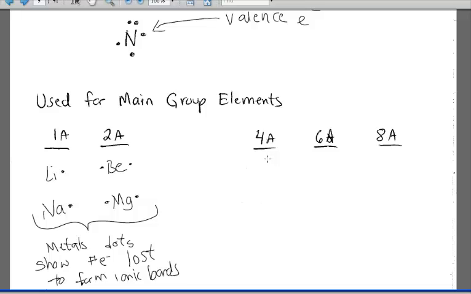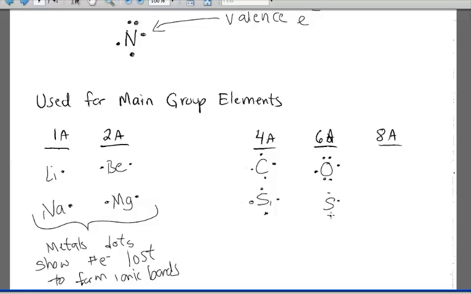Okay, and then if we go over to group 4A, you have four valence electrons, and we put one on each side. Carbon's an example, silicon is another example. And then let's jump one or two groups and go to group 6A, like oxygen, and you start by putting one on each side, and then it's kind of like when we do electron configurations, you double them up when you need to. Okay, so same thing with sulfur.